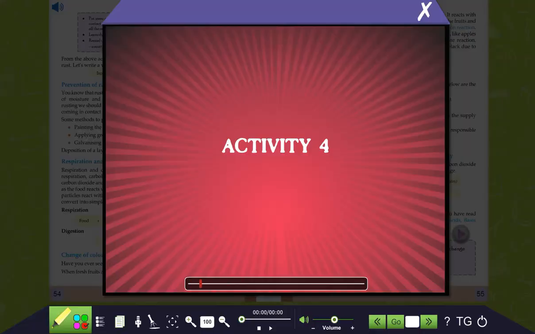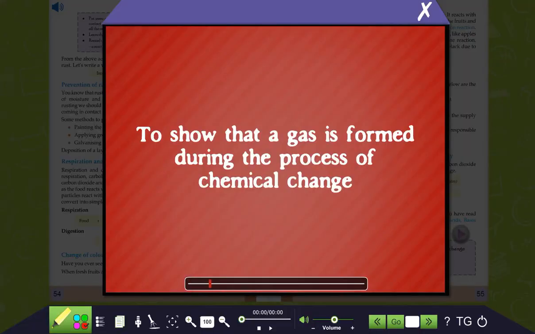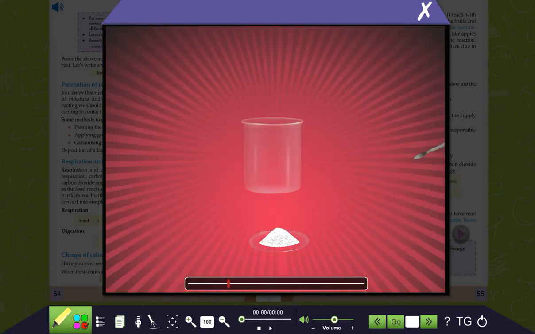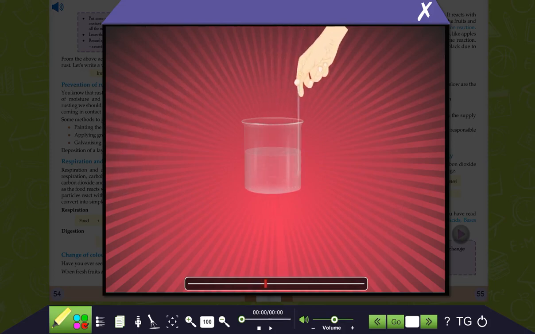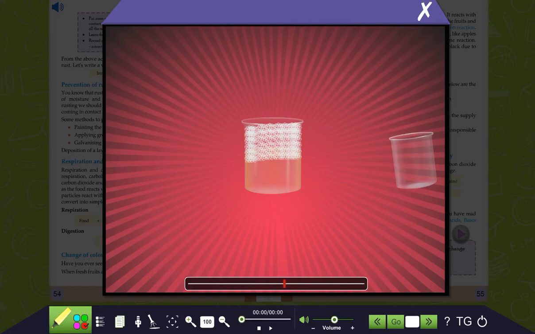Activity 4. To show that a gas is formed during the process of chemical change. Take 1 teaspoon of baking soda, sodium hydrogen carbonate, in a beaker. Add water and stir well to make a solution. Now add some lemon juice or vinegar to it. What do you observe in the beaker? Does a gas come out with fizz?